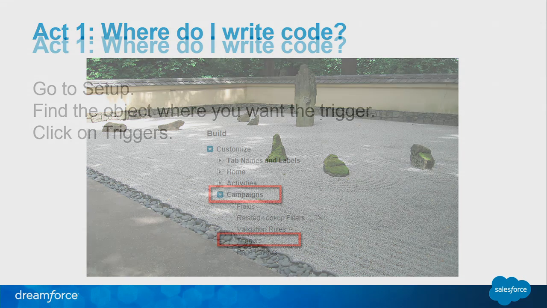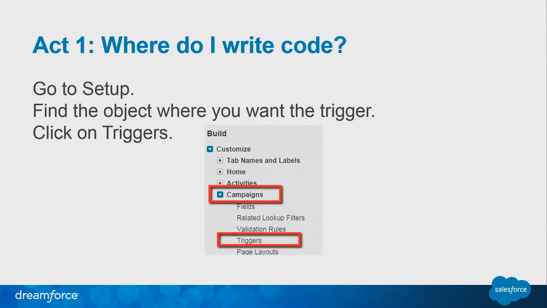Okay. So now, once you have your environment set up, you want to begin to play around. I suggest that you start with one of the sandboxes available, log into your sandbox to begin writing your code. Start by going to Setup, then find the object where you want to have the trigger, and then click on Triggers. So you said go to the object where I want to have my trigger. So do you mean the campaign member?